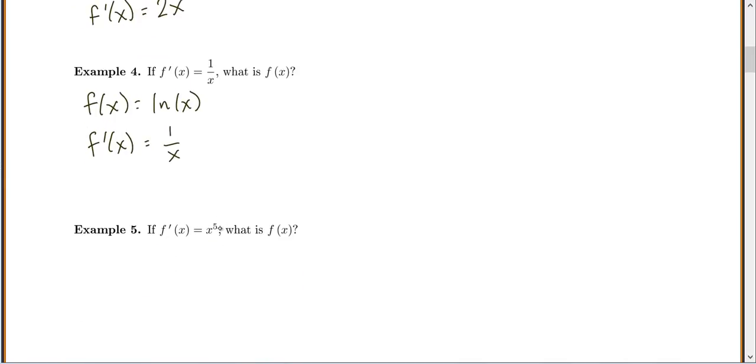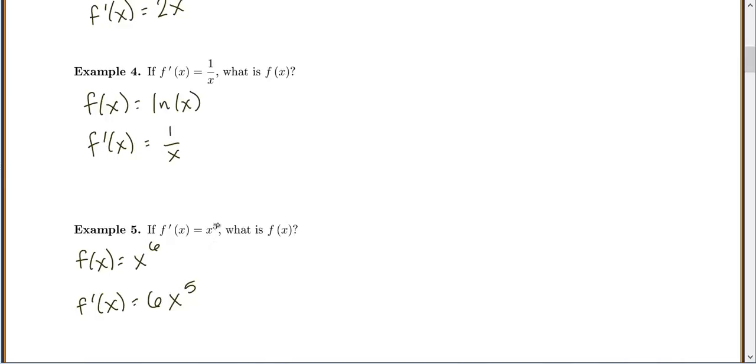Okay, so if f prime, if the derivative is x to the 5th, what was my original function? Now I know when I take the derivative that I drop my power by 1. So if I'm taking the antiderivative, I probably want to go in the opposite way and raise my power by 1. So I think I might start with x to the 6th. But now here's where the guessing and checking really comes in. If I was to take the derivative of that, I would get 6x to the power of 5. That's not quite right. I'm supposed to have x to the 5th.